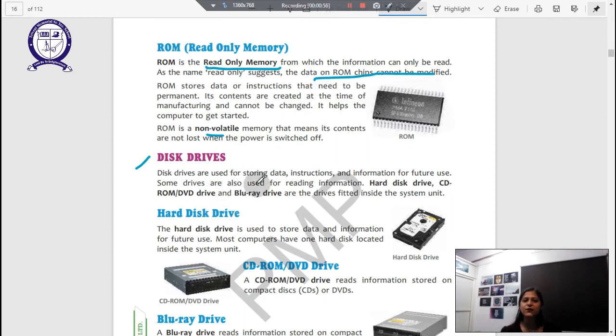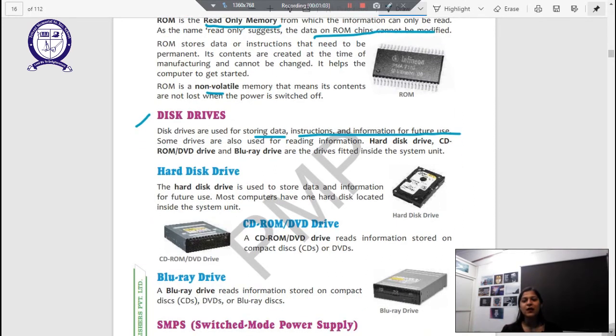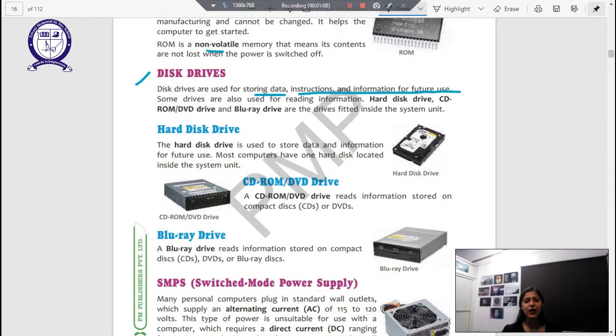These are the devices which we use for storing data, instructions and information for future use. Now of course, if I want to store a PDF, a document, anything, where will I store it? I cannot store it in RAM or ROM, because RAM is volatile, while ROM is something that we cannot change. So then disk drives come into play, such as hard disk, CD-ROM, DVD drive, Blu-ray drives. Let's see about each one of them.